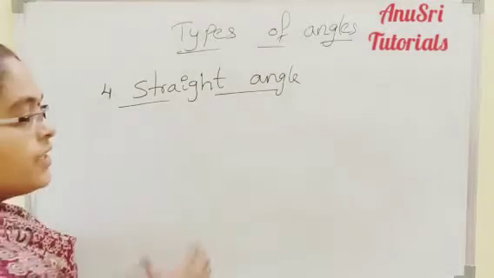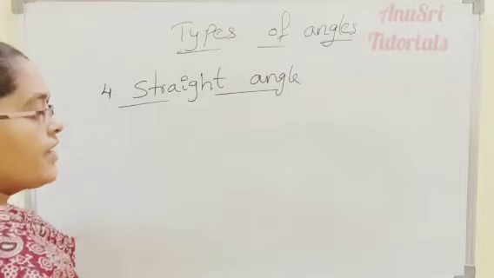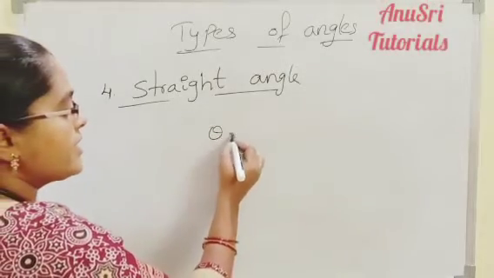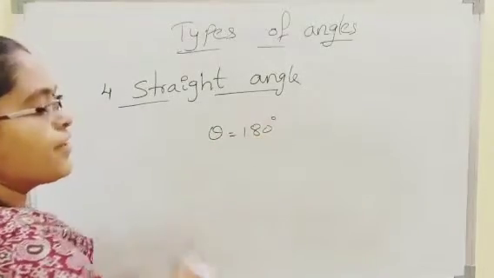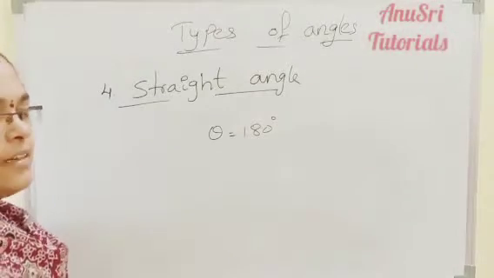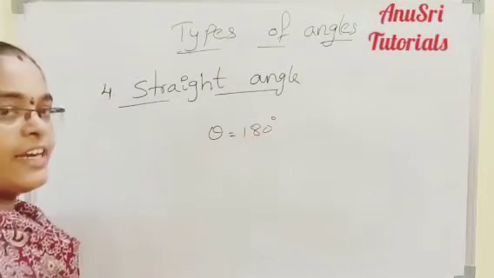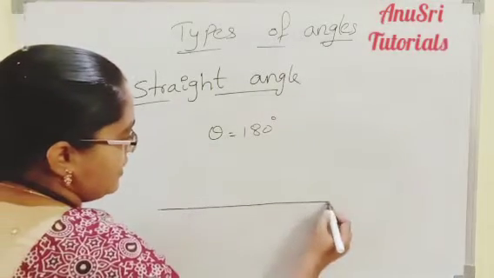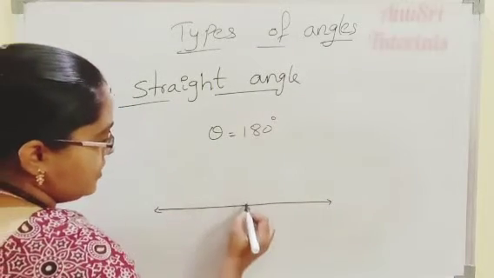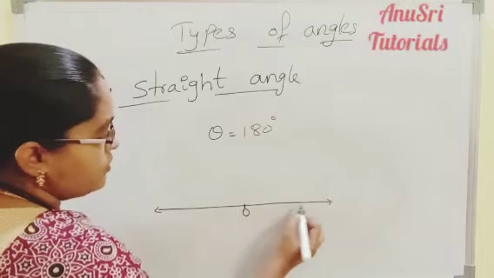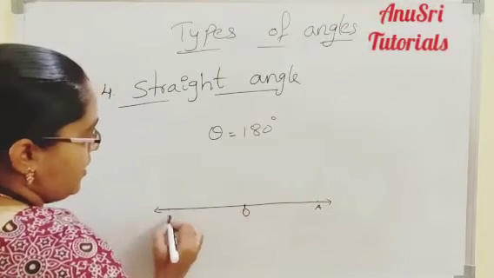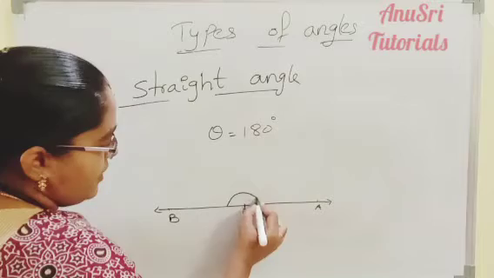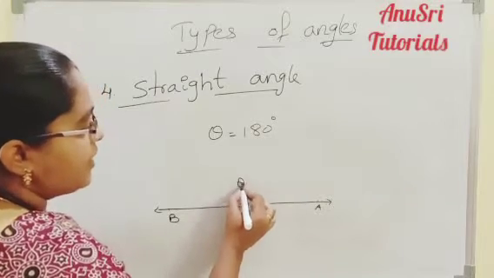Now see the next one, straight angle. So a straight angle is nothing but if the angle is exactly 180 degrees, then we are calling that as straight angle. If the angle measures exactly 180 degrees, then it is a straight angle. Say a straight angle is like this, like a straight line. See here it is the starting point of two rays OA and OB. This angle we are calling as straight angle.